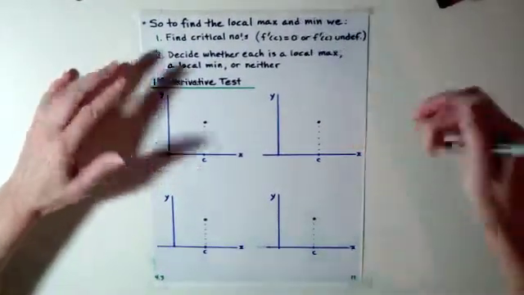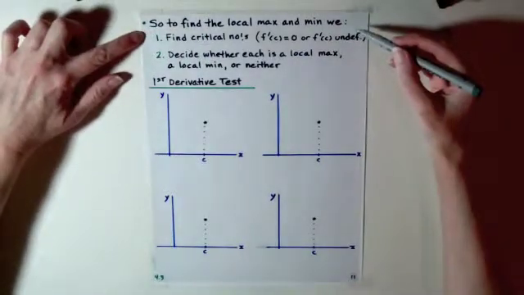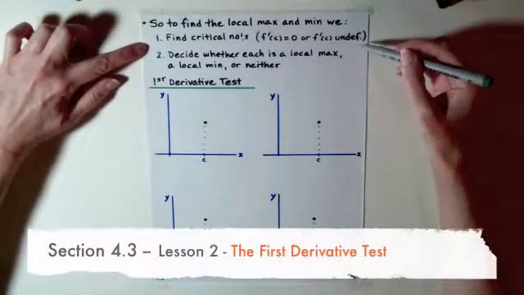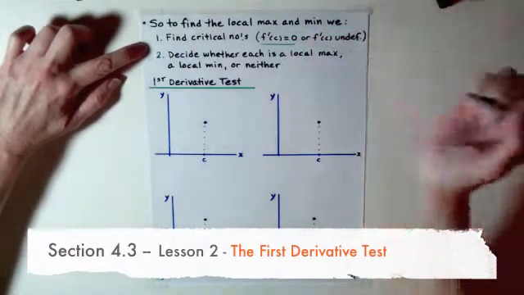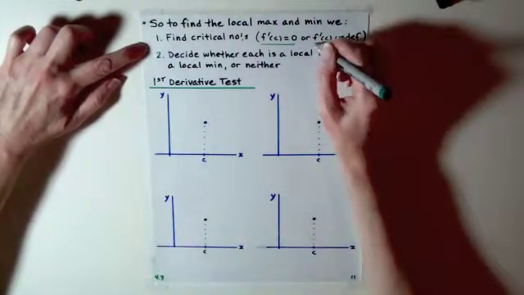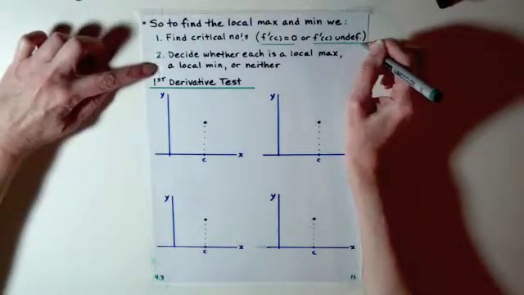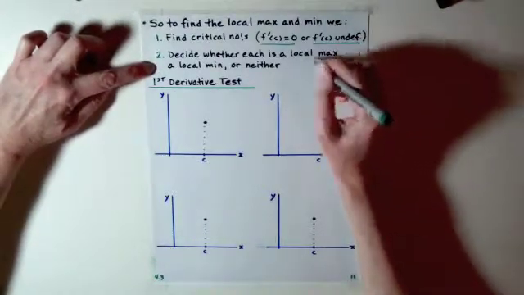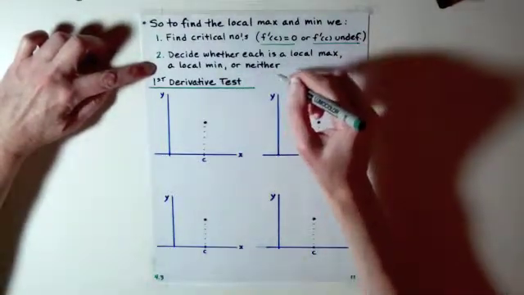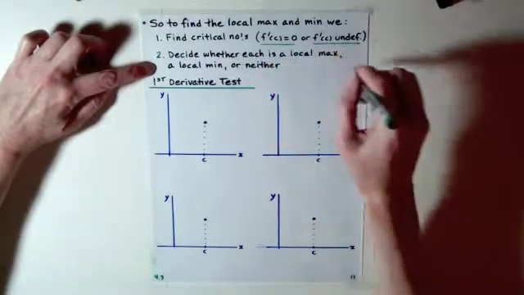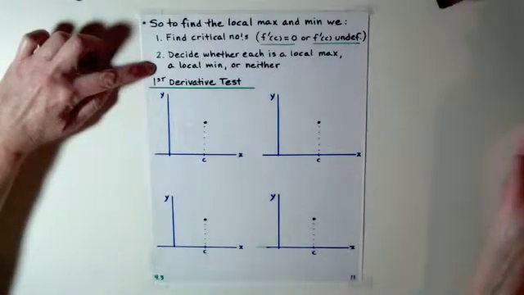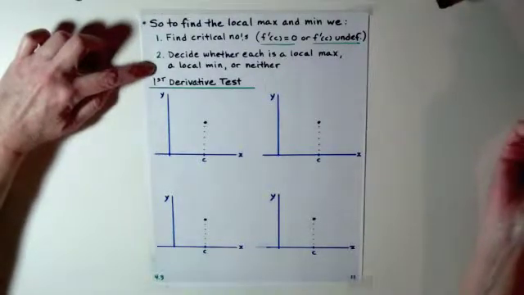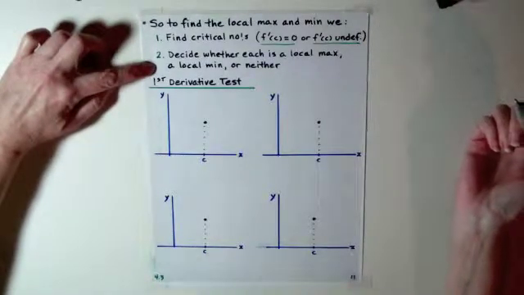So on the next page it says to find the local max and min, first we'll find the critical numbers. So we'll find all of the x values for which the derivative is 0 or the derivative is undefined, and then we'll decide whether each one is a local max, a local min, or neither. And it may contain any combination of those. You may not have any local max or min. They may all be other sorts of points.